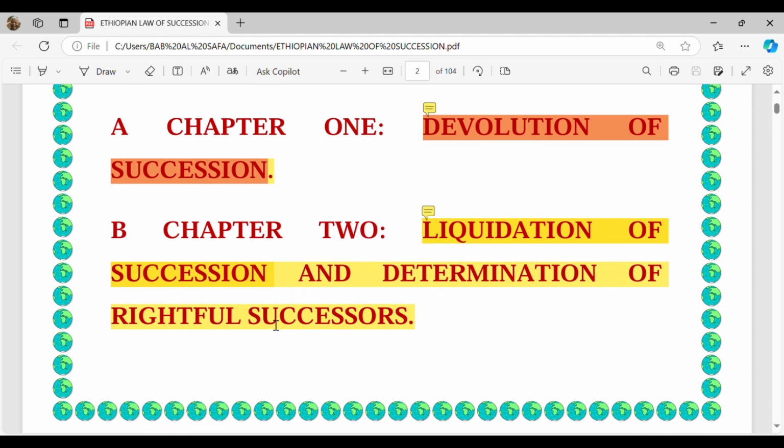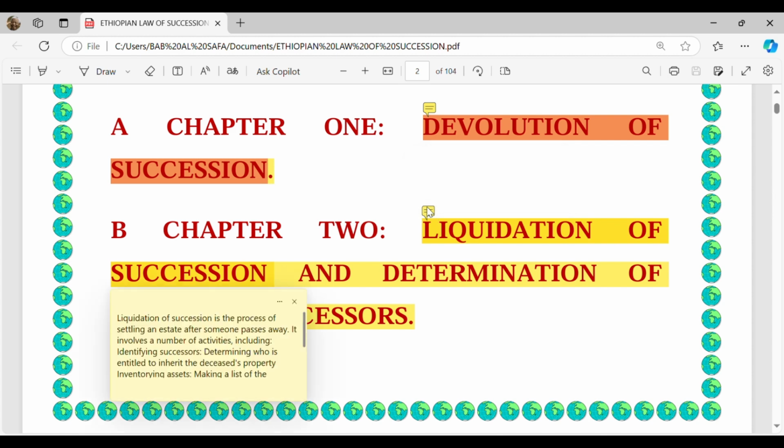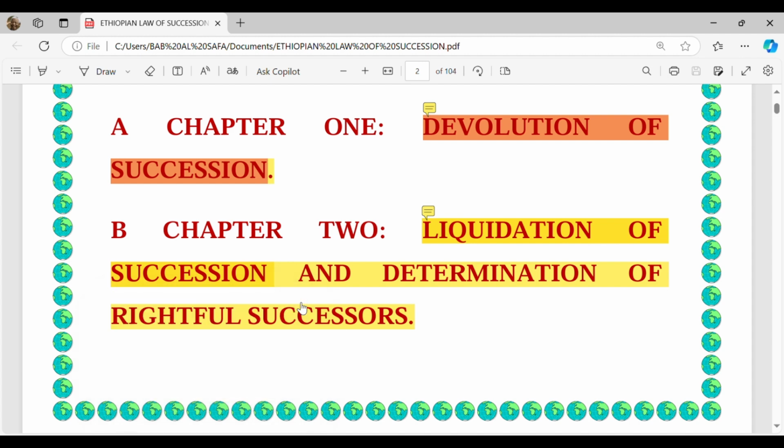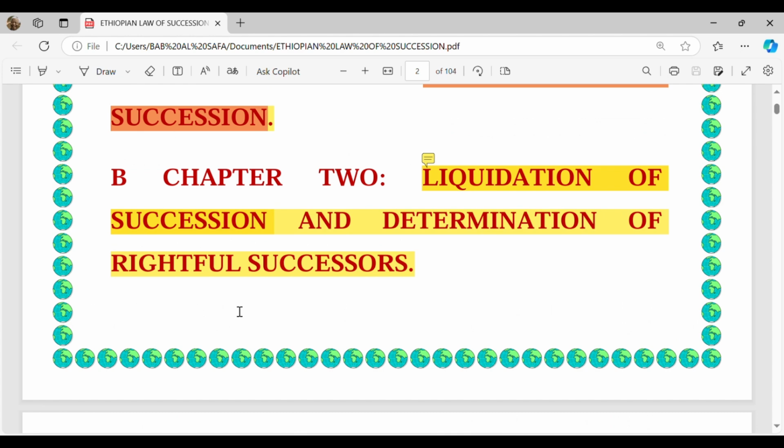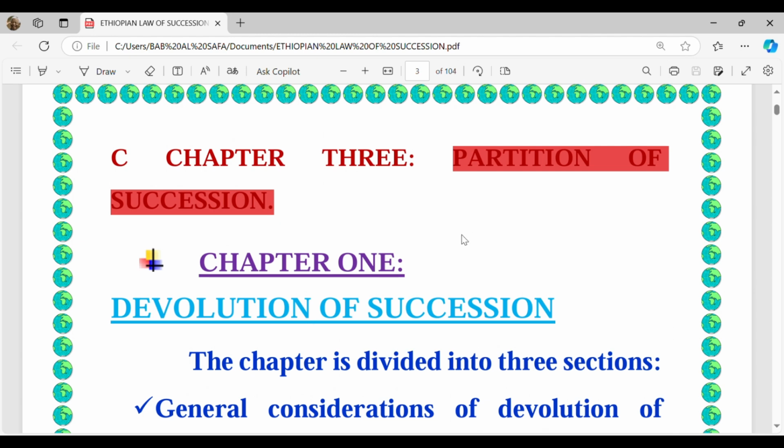The second chapter is about the liquidation of succession and the determination of rightful successors. By liquidation, we mean the process of selling an estate after someone passes away. In liquidation, there are different activities that will be done, for example, identification of the rightful successors, that is, who is entitled to inherit the properties of the deceased person, and other activities that will be made during the liquidation of succession. We will discuss these concepts under the second chapter. And the third chapter is all about the partition of the succession.